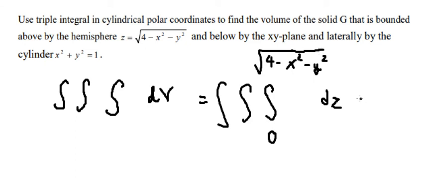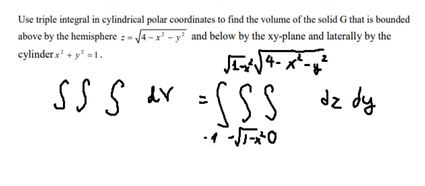Next, we have dy. We put x squared from here go to the right, and we know that they go about one circle. So we have the square root of 1 minus x squared to negative the square root of 1 minus x squared, and this is from negative 1 to 1. This is for the x.